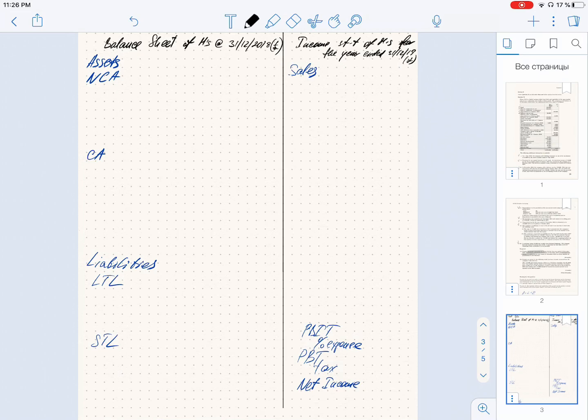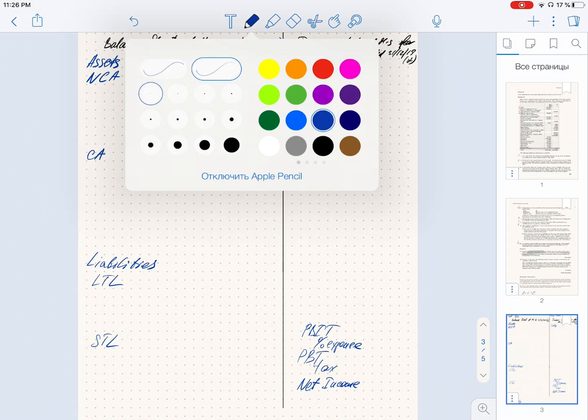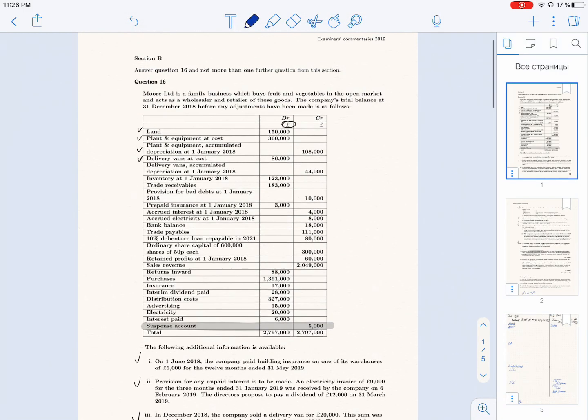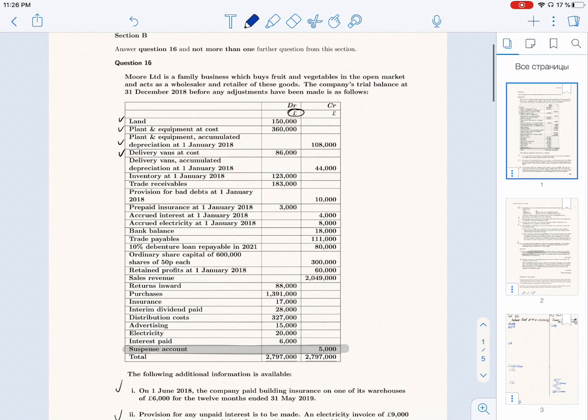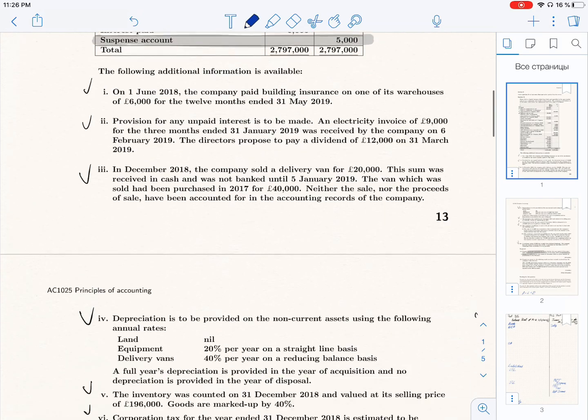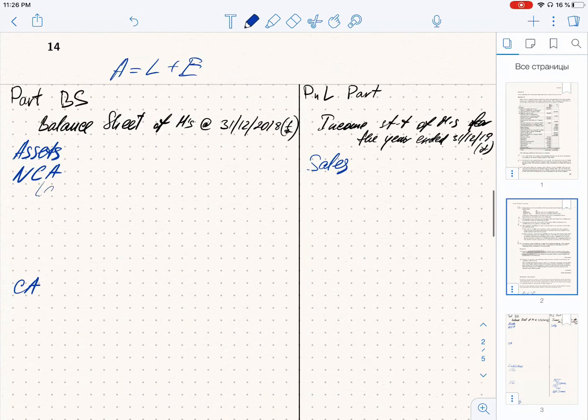Line by line, we have to fill in our forms. So I will change the color and I will change the dot. So the first line here reads land. Land would appear in balance sheet under non-current assets. Here we would have land, and I have to refresh your knowledge of presentation. Non-current assets should be presented at historical cost, accumulated depreciation, and net book value, which should be accounted for as a final subtotal of non-current assets.